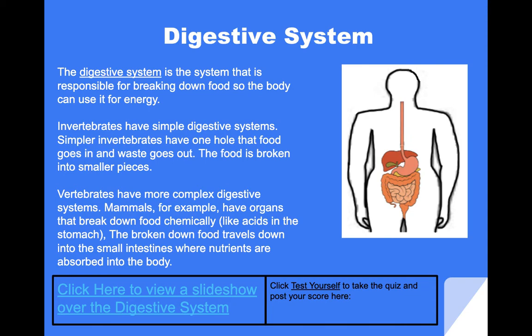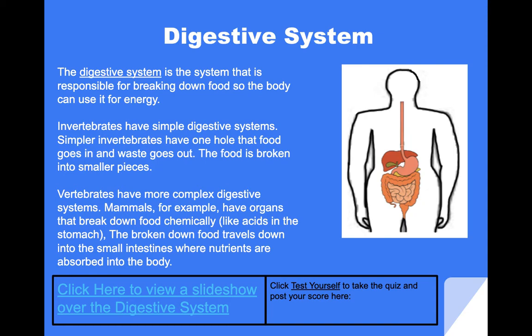Good job. Invertebrates have simple digestive systems. Simpler invertebrates have one hole that food goes in and waste goes out. The food is broken into smaller pieces. Vertebrates have more complex digestive systems. Mammals, like us, for example, have organs that break down food chemically.